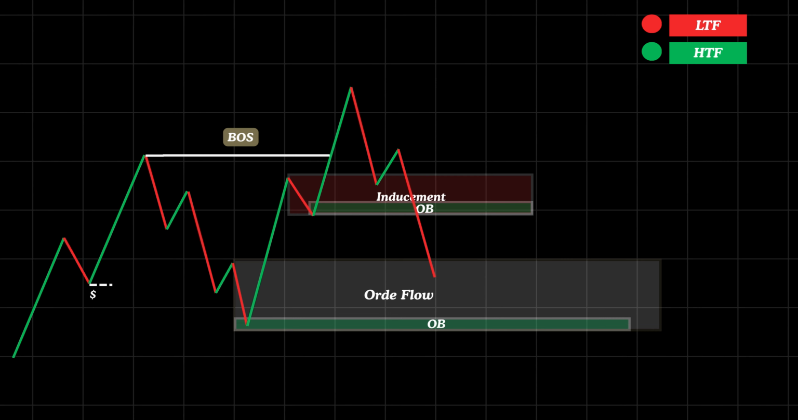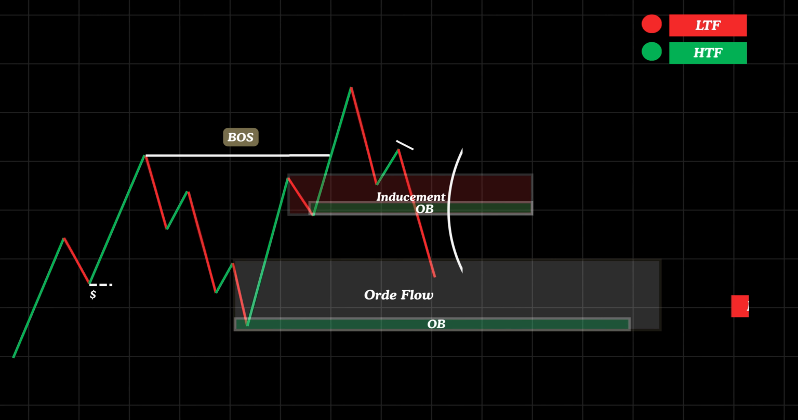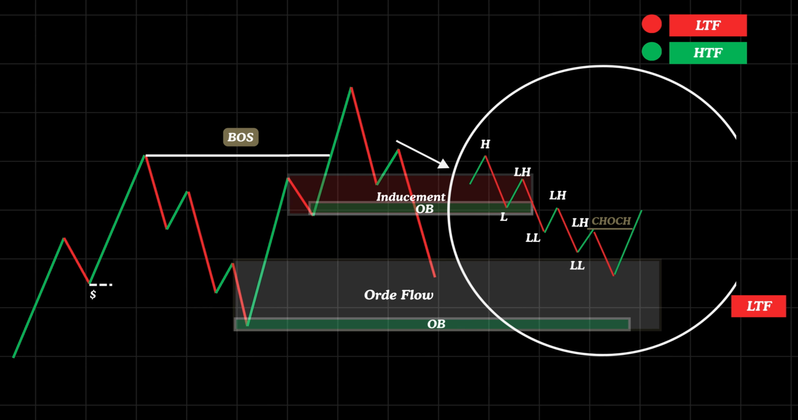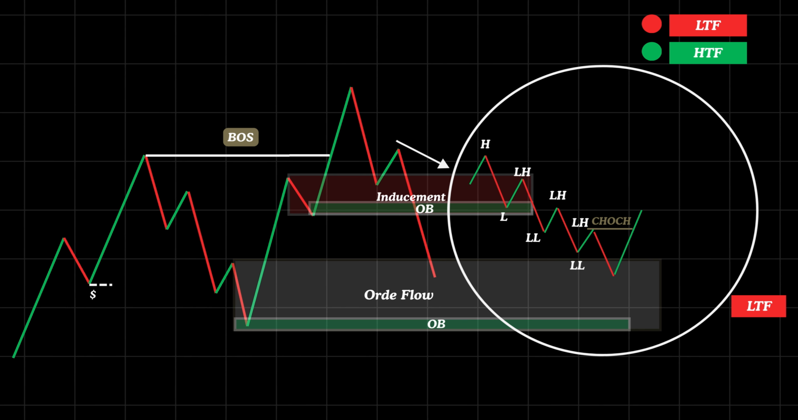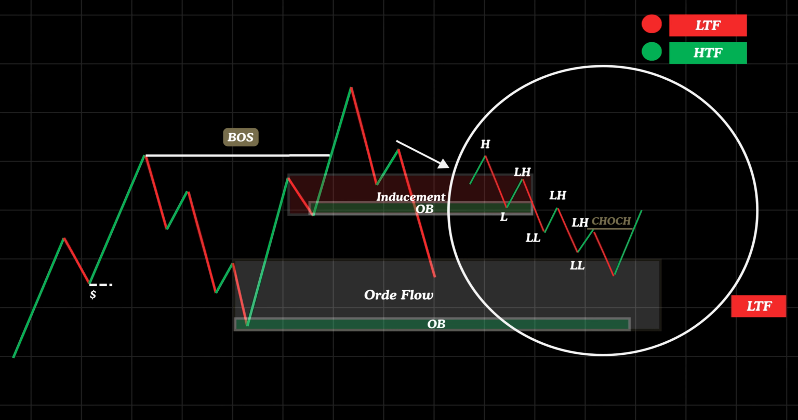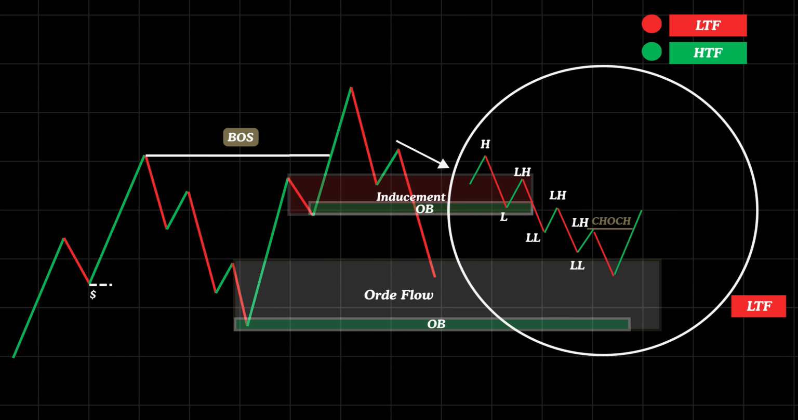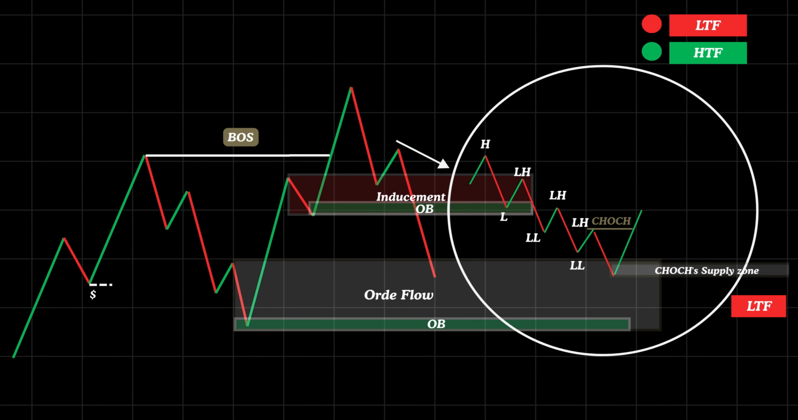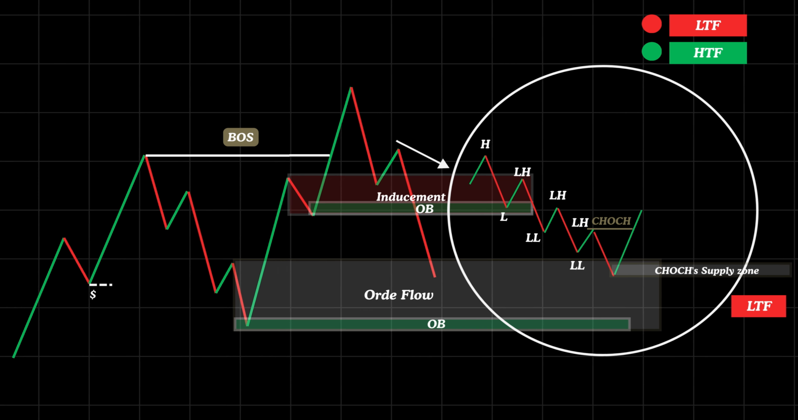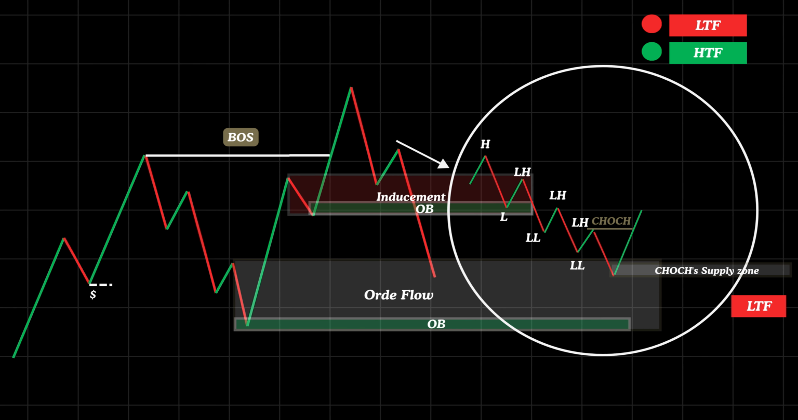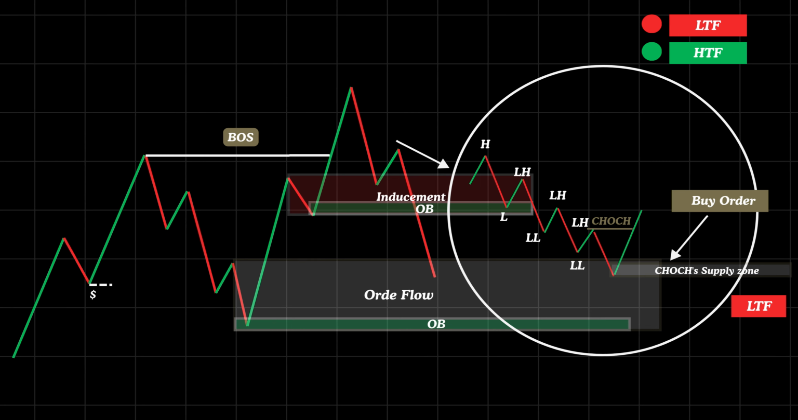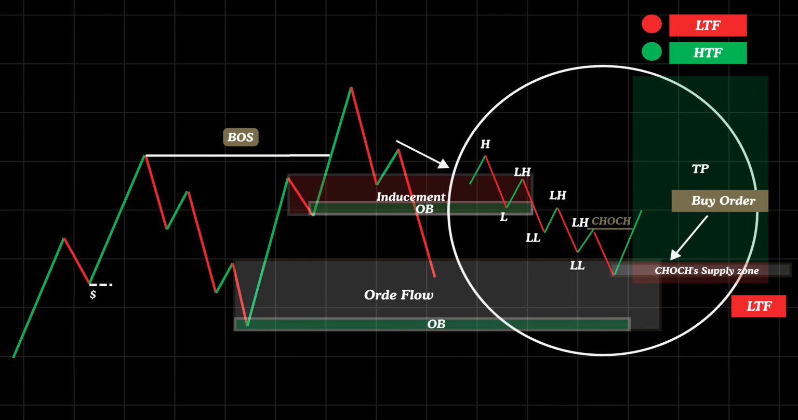Once price taps into that region, we shift to a lower time frame to observe a significant change of character in the price action. After confirming a valid CHOCH, change of character, we then mark the order block created by the wave that produced the CHOCH on the lower time frame. At this point, we can position a buy order at the highest level inside the identified order block zone.